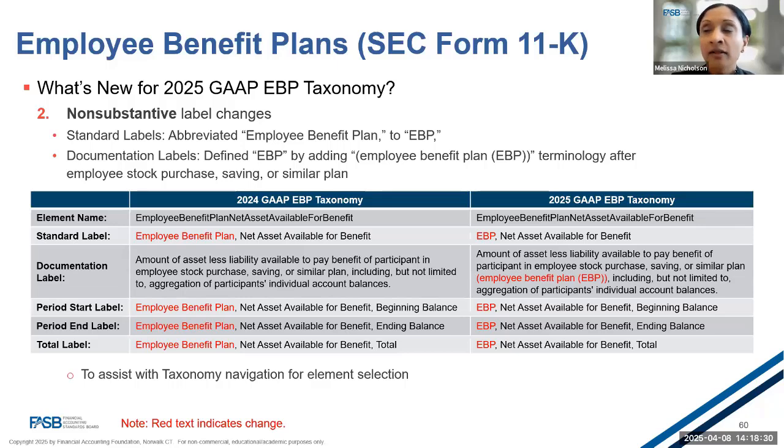So going back to that second file for non-substantive label changes, we have abbreviated employee benefit plan to just EBP in the standard labels. And as a result, we've defined in the documentation labels what that terminology relates to. So you can see in the third column how the documentation labels and the standard labels and period start and period end and total labels has changed. And the reason we did this was to basically help preparers trying to navigate the taxonomy for element selection purposes. We decided and determined that the width of your monitor should not really be a factor when deciding which element to use for purposes of element selection.